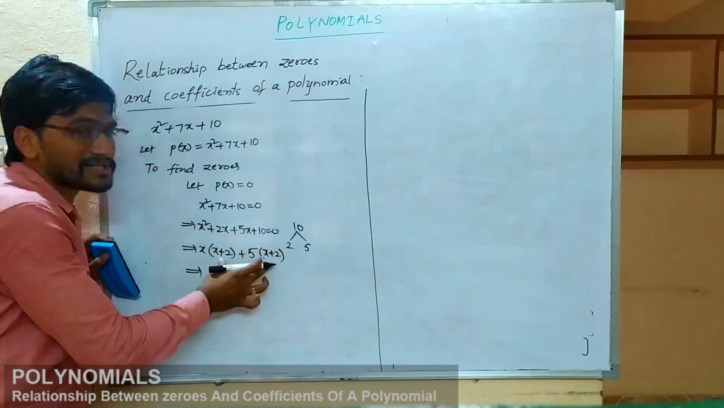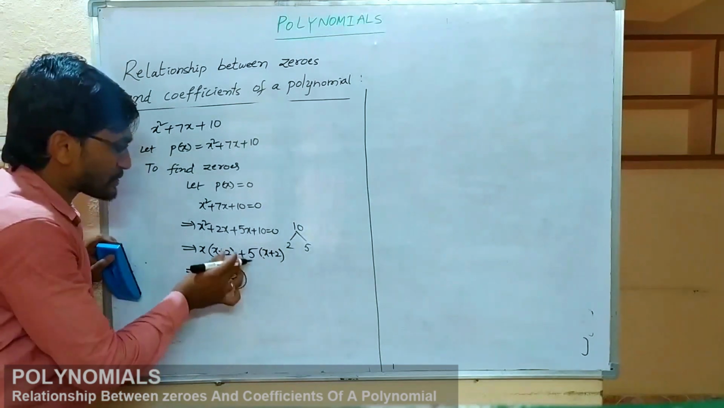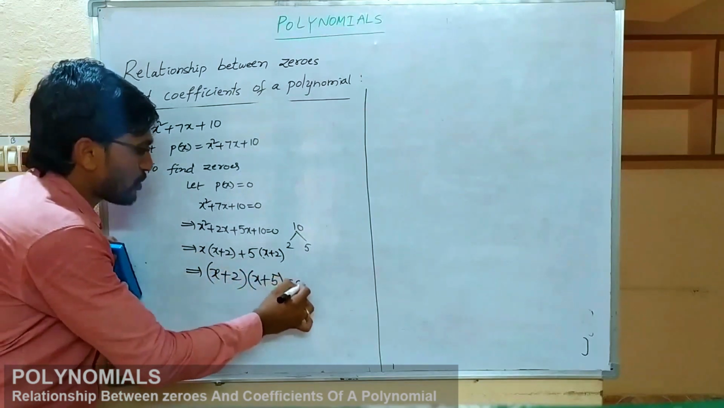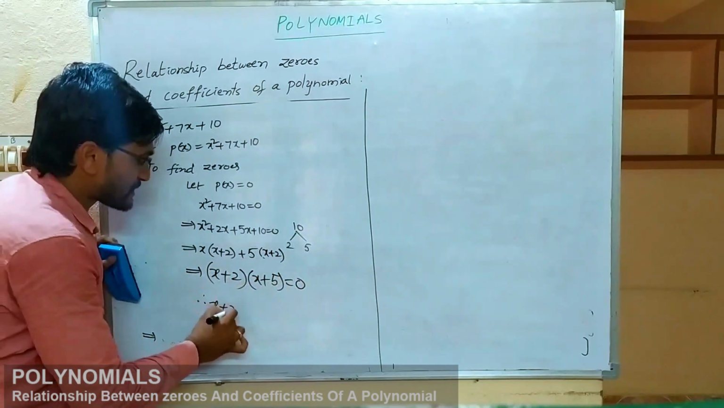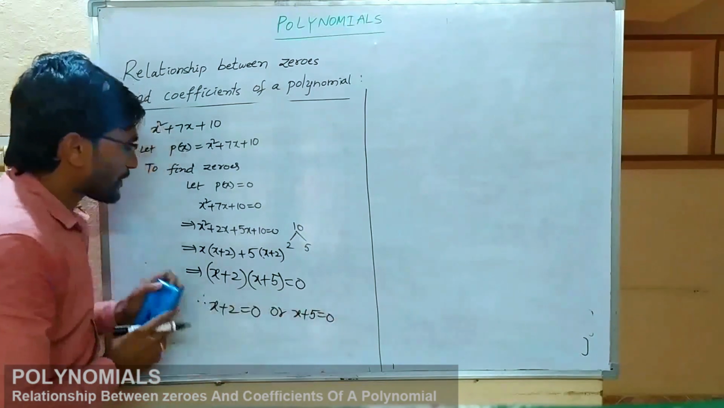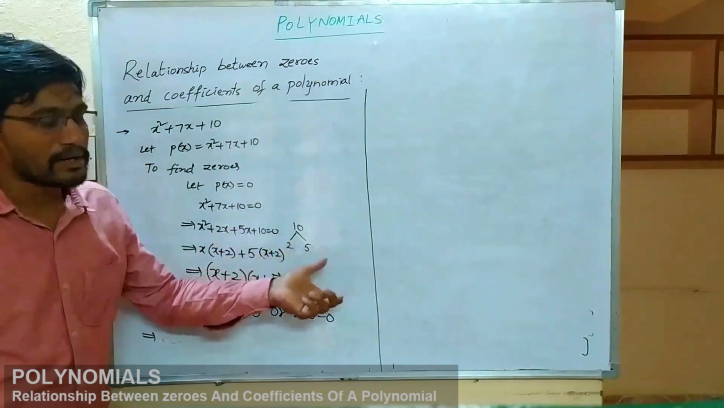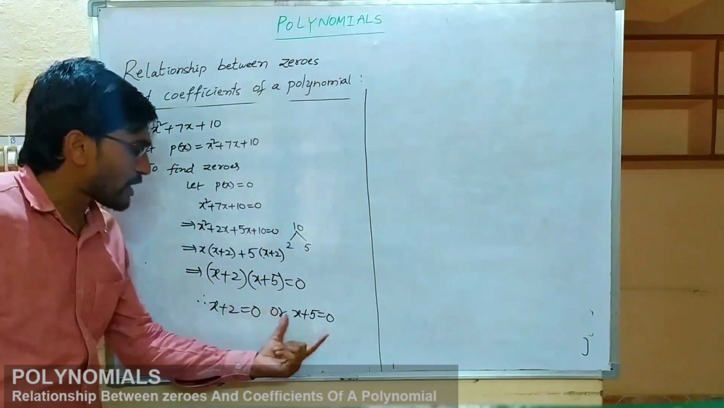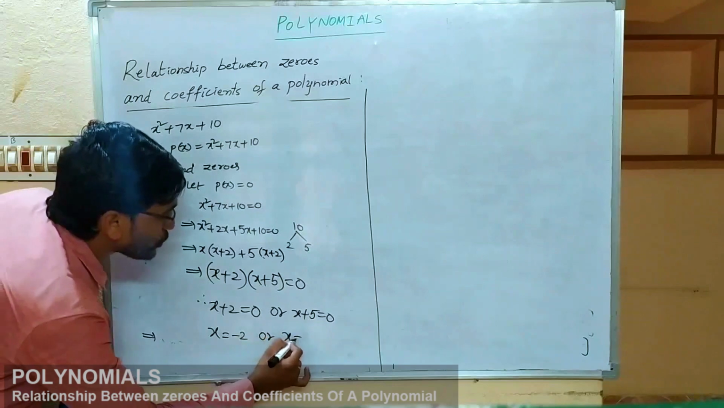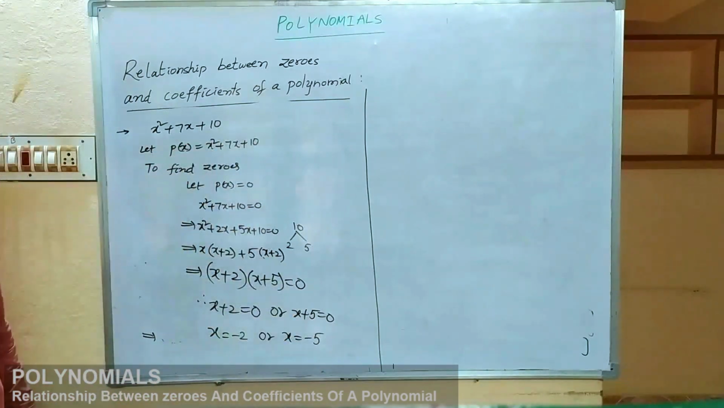In these two terms, the common value is x plus 2, and the remaining is x plus 5, equal to 0. Therefore, x plus 2 is equal to 0 or x plus 5 is equal to 0. If the product of two terms is equal to 0, then either of the terms is equal to 0 or both are equal to 0. Therefore, x is equal to minus 2 or x is equal to minus 5. Minus 2 and minus 5 are the zeros of this polynomial.